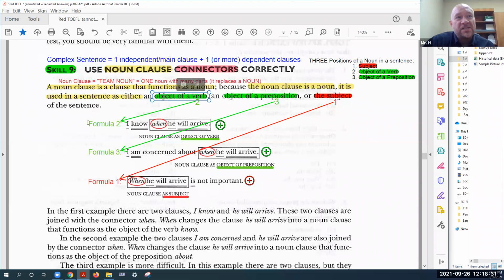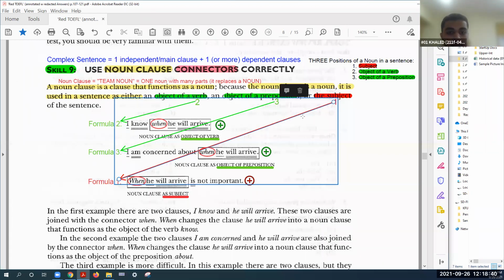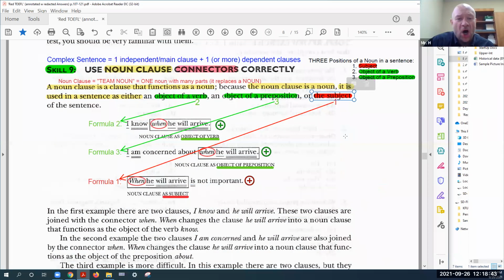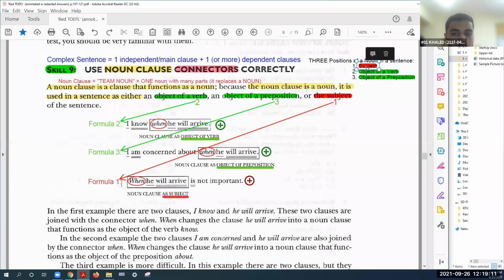Well, look, I start with Formula 2 and then 3, and then here I put Formula 1. You see these arrows? What does this arrow mean? Is this just art? I'm just making art on this page? No. What is number 1? Formula 1. Yeah, but what does it say here? Subject. Oh, Formula 1, noun clause is a subject. Why is this Formula 1? Because the first position is the subject.